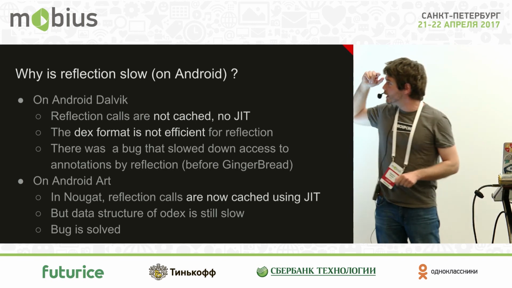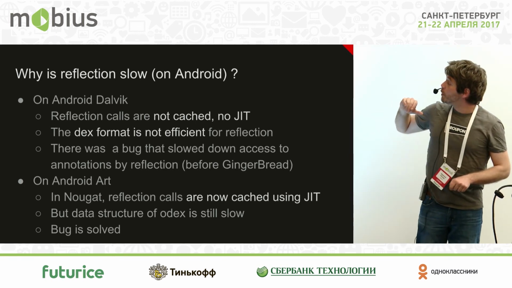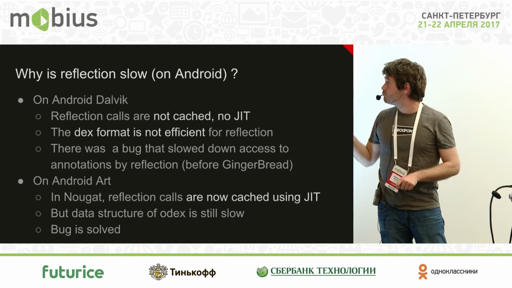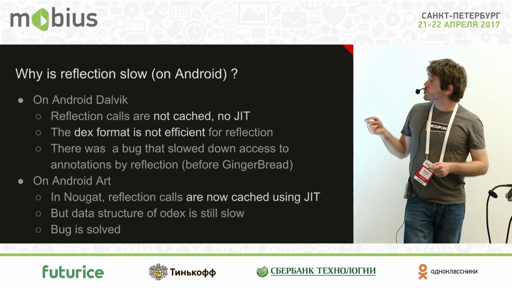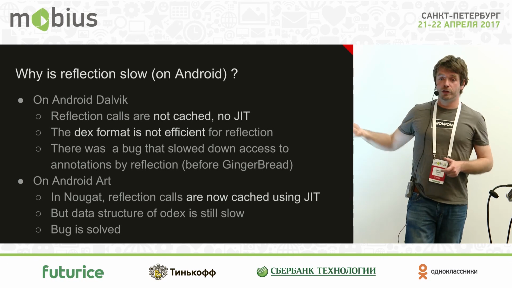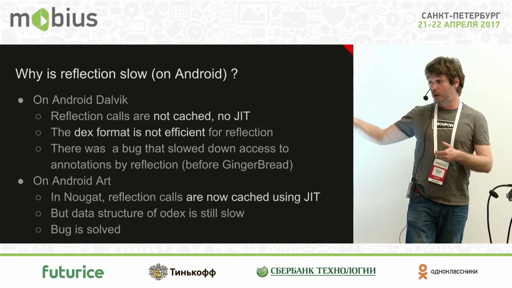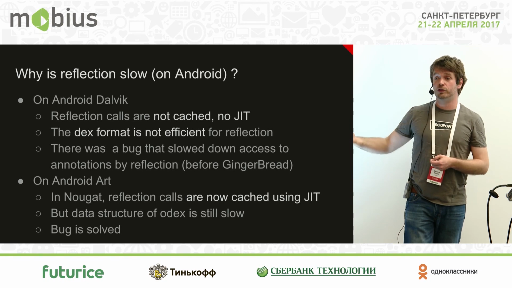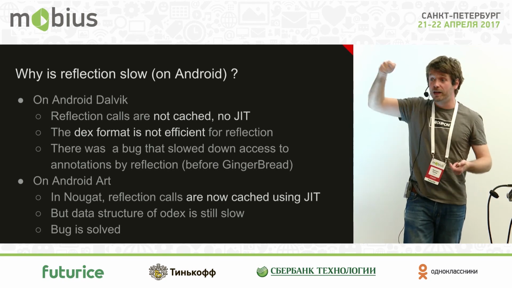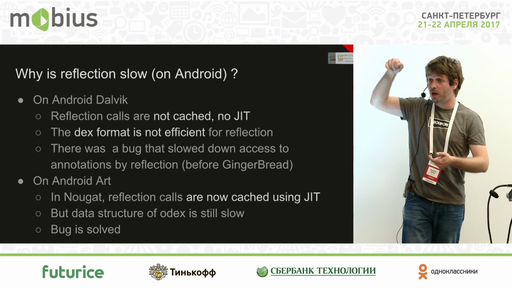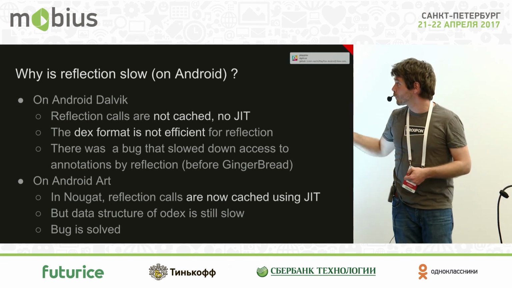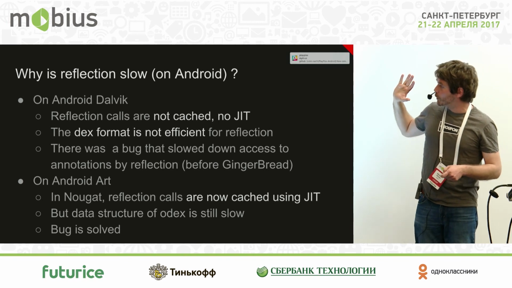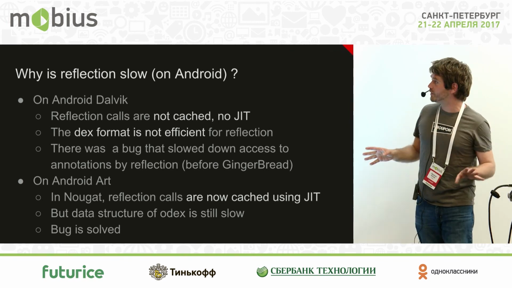And also at the very beginning, before Gingerbread, there was a huge bug inside the Android SDK, the operating system even, that made annotation very slow, access to annotations very slow. And we always look for annotations when we do dependency injection. What is the field injected with @Inject? What is the constructor injected with @Inject? So we always need to look for annotations, and that was very slow. On Android ART, that got completely fixed, so the bug is completely solved.